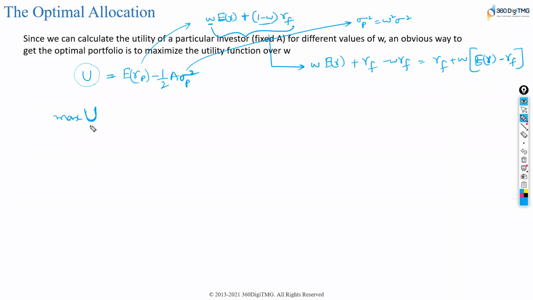So if you want to maximize this utility function by changing the weights, then wherever you have ERP, you write this part: RF, same thing, plus W into expected return. You want to maximize this utility function subject to these equations. Expected return will be so much.